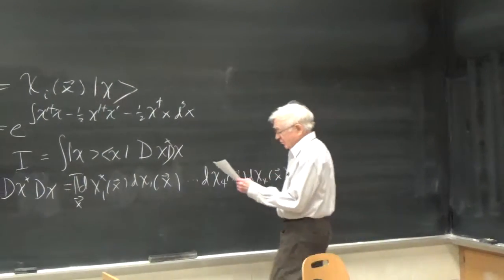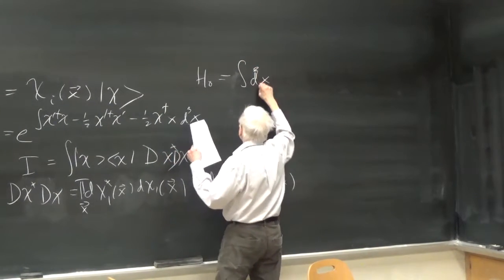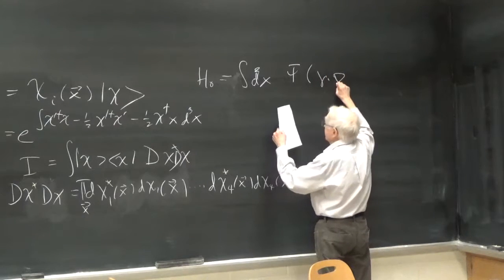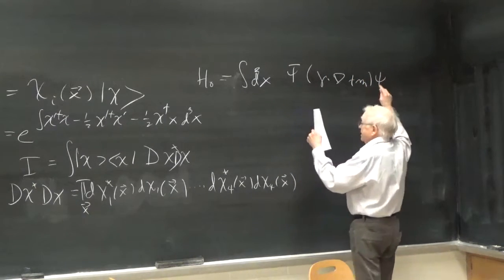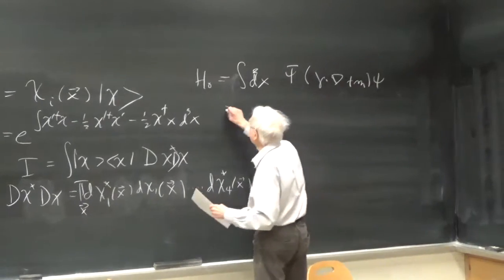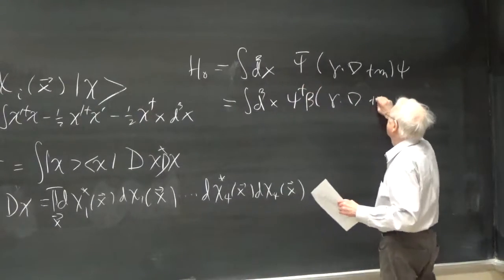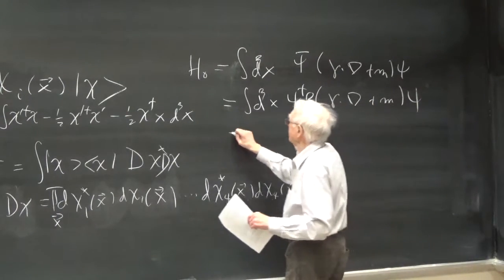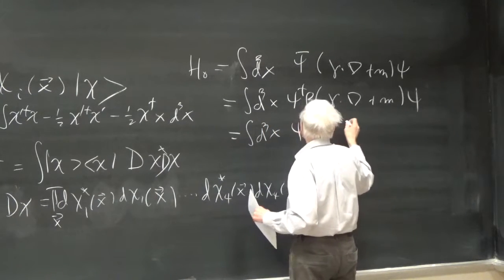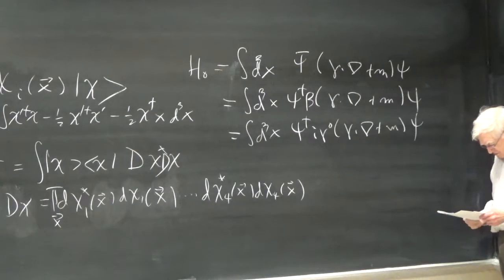So the Hamiltonian now for a free Dirac field is an integral over space of psi bar gamma dot grad plus m psi. That's the expression. And remember psi bar, this is psi dagger beta gamma dot grad plus m psi. And another way of writing it is d cubed x psi dagger i gamma 0 gamma dot grad plus m psi. So there are these various ways of writing it.